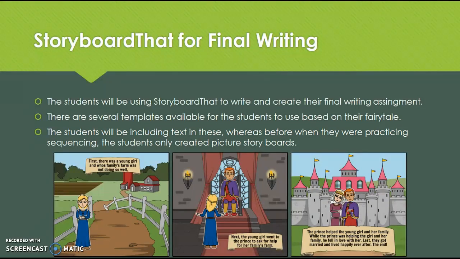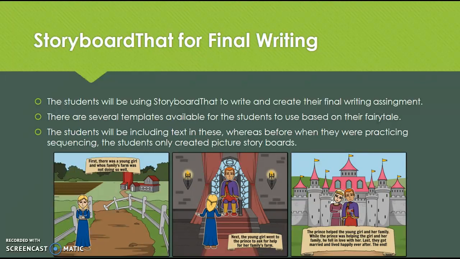There are several templates available for the students to use based on their fairy tale. So there's not just the 3-board, standard. There's tons and tons of different ways that they could use it. There's ones where there's 6 boards. There's some where it looks like a flow chart and things like that as well.